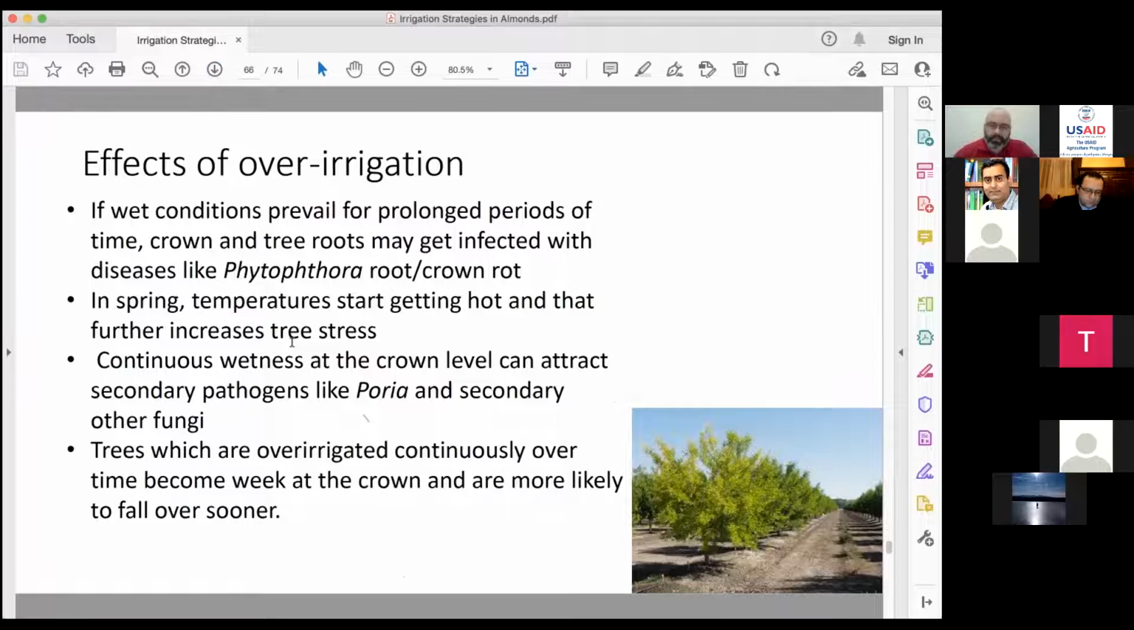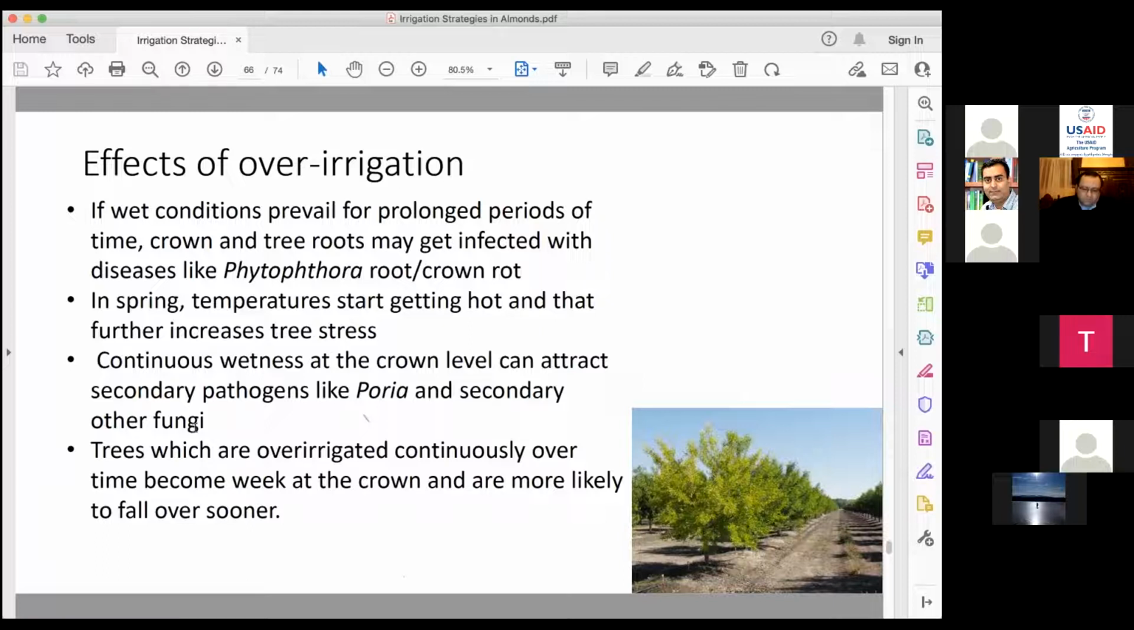If wet conditions prevail for prolonged periods of time, the crown rot can happen, because of fungi like Phytophthora root rot. In spring, the temperatures start getting hot, and that further increases tree stress. Continuous wetness at the crown level can attract secondary pathogens like Poria and Ganoderma and other secondary fungi that could actually weaken the crown area, and the trees start falling over.